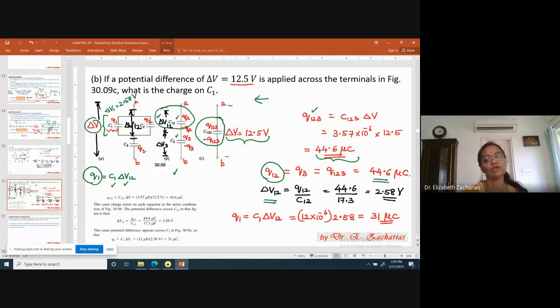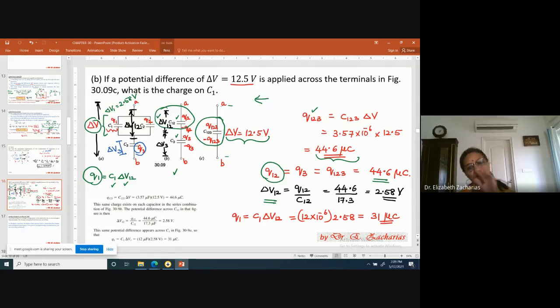Similarly, if you want your Q3, what should you do? Anyone? Not even one person who can answer this question. If I want Q3, what should I do? If I want this Q3, I should know what is going to be this potential difference. This potential difference is delta V3. I know delta V12 plus delta V3 equal to delta V. So I know delta V12, so get delta V3. Then from delta V3, get Q3.